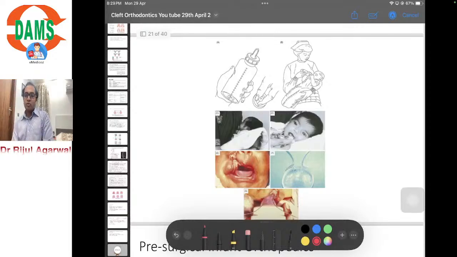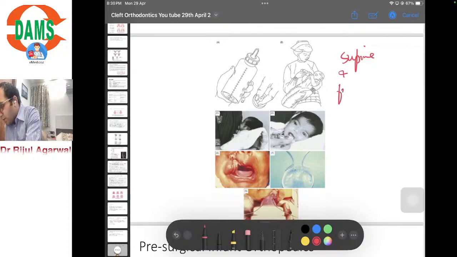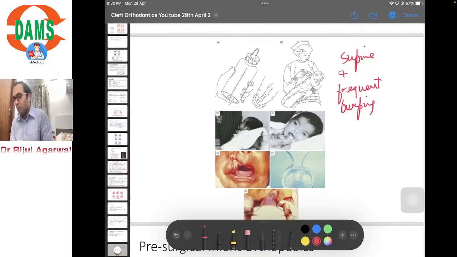So next, this image shows how the mother is instructed to feed the child. The child should not be fed in a supine position. The child should not be lying down, otherwise the milk will directly go into his nasopharynx due to the opening in the palate. And plus there should be frequent burping. This is how the mother is instructed to feed the child.